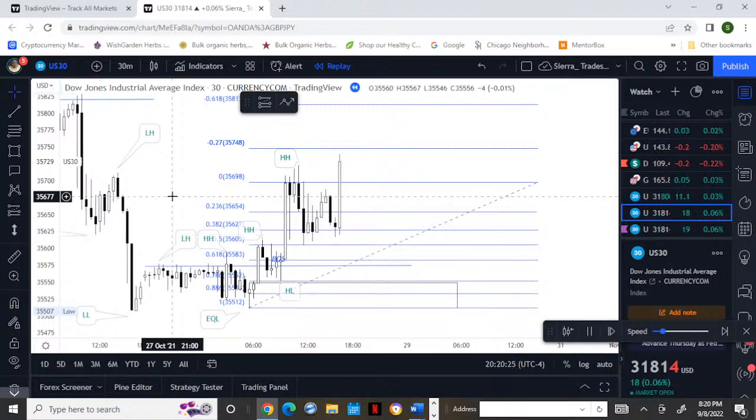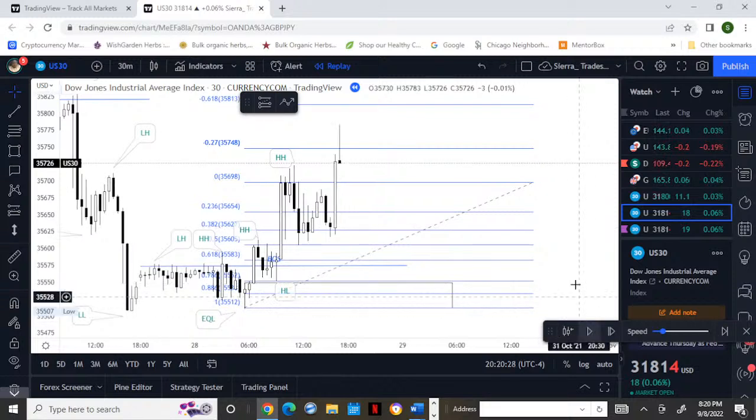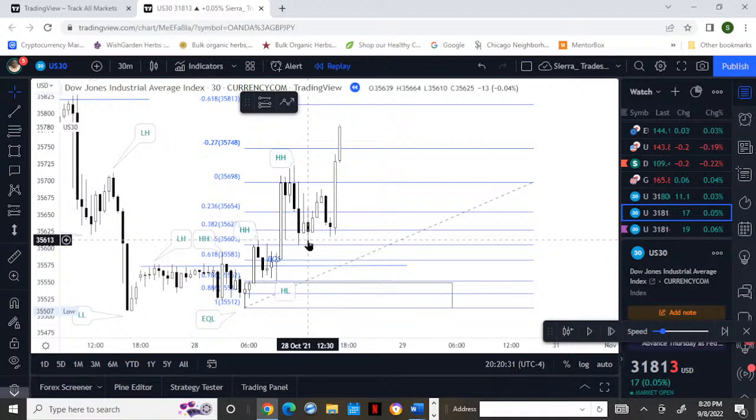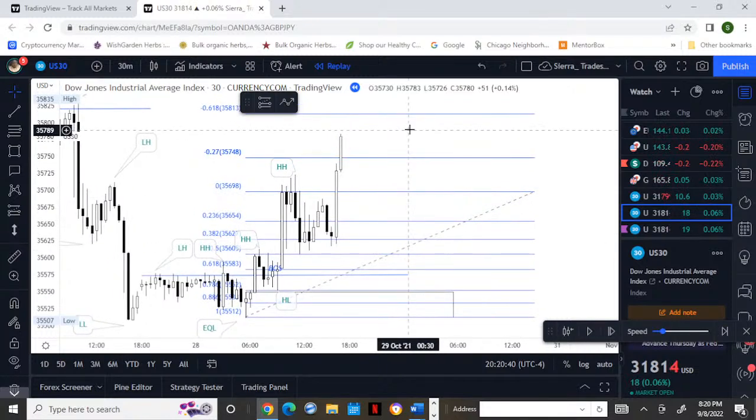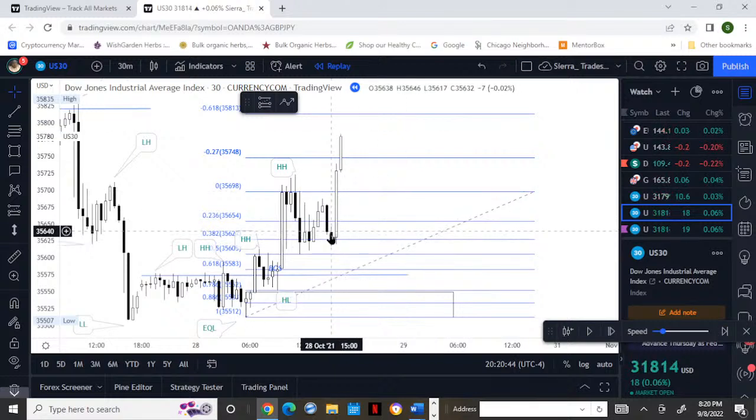Okay. Price came back, gave us another entry, and looks like it's going straight for TP. Now my thing is, I think this candle right here.